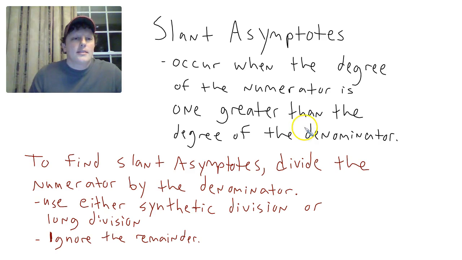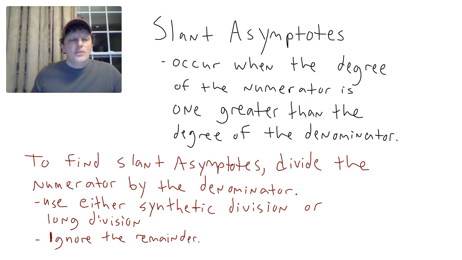To find the slanted asymptote, we're just going to divide the numerator by the denominator. You can use synthetic division if that's an option for you, and when that's not an option, then you have to use long division. Whenever you're doing this, as you'll see in a little bit, we do ignore the remainder. If there is a remainder, we don't include it. Once we've done the long division or synthetic division without the remainder, that's going to be our answer, the equation of our slanted asymptote.